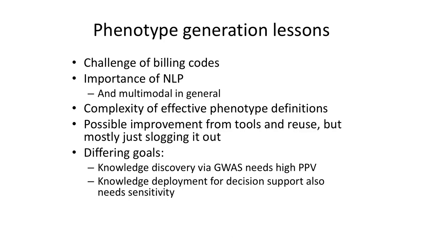Lastly, I want to point out that there are differing goals. Knowledge discovery via GWAS is mainly picking cohorts, so that's getting a high positive predictive value. As you move into other types of studies or delivering results to patients, then sensitivity also matters. We want to reach out to everyone for whom this knowledge is relevant. So there are two different kinds of phenotyping going on, and it's important to keep track of those.